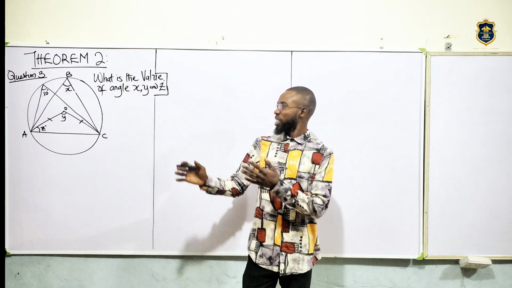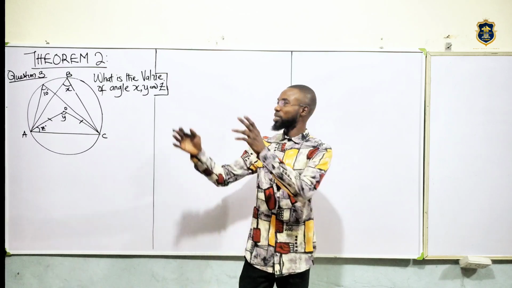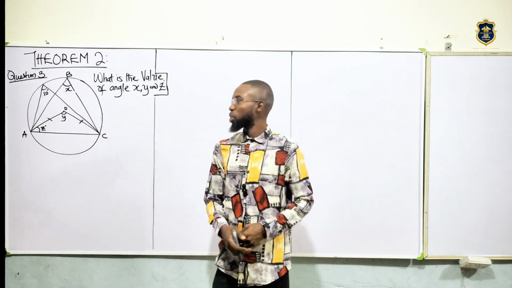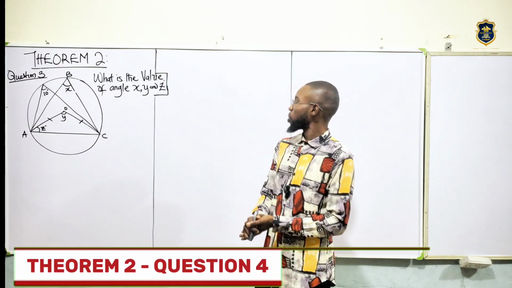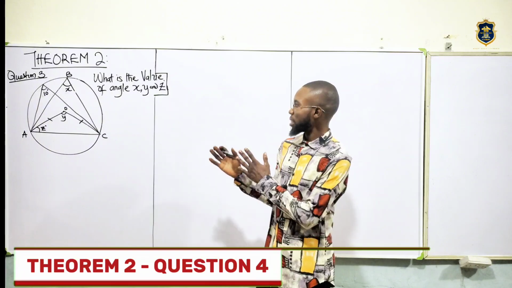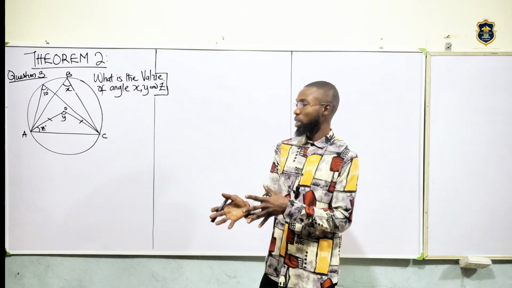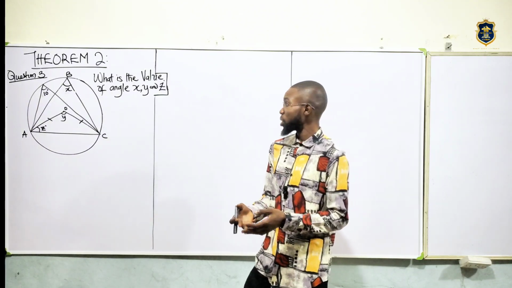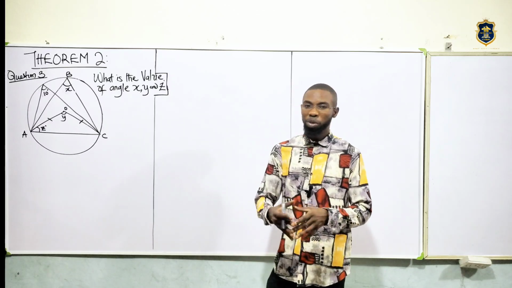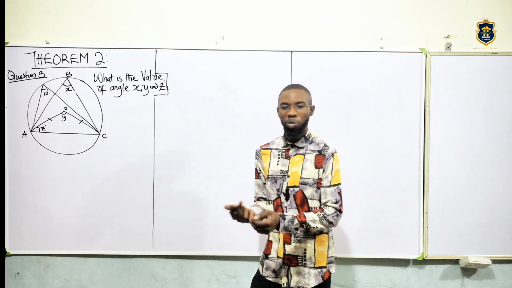Welcome, guys. Let's look at the next question on the board. It's regarding second theorem 2 question, right? And the question says, what is the value of the angle x, y, and z in the figure below? It's not hard. If you look at the question, I've taught everything you need to understand. This question should actually not be a problem for you. So what does it mean?